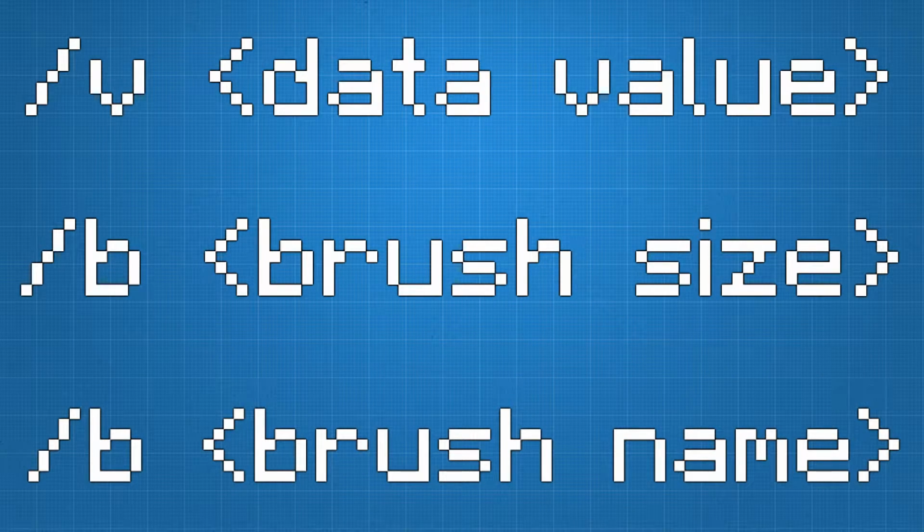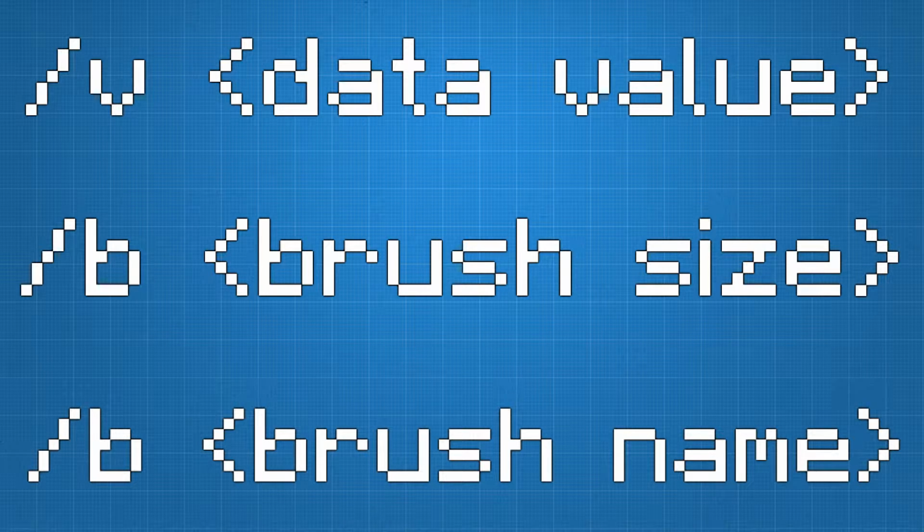Moving on, you are going to primarily be using three basic commands. The first command is called voxel select. This command, /v, is followed by the data value or name of the block you would like to use. In this video, we are going to be using stone, so the command I used is /v space 1.